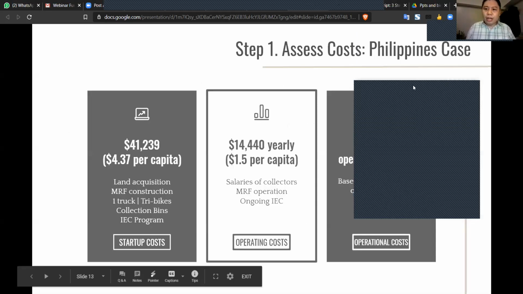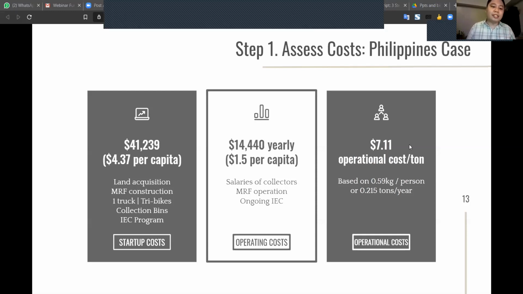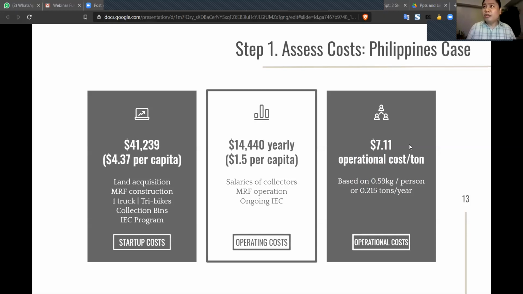And just to show you some numbers from this case. So as I've mentioned earlier, in step one, it's important to look at the cost that's involved in this zero waste system. We're looking at startup and operating costs. For startup, the city spent about 41,000 US dollars. They used it for land acquisition, for MRF construction, to buy trucks, or in a lot of cases, you don't have to actually purchase big trucks. If you're using a decentralized system, then you can maybe work on smaller vehicles like push carts and tri-bikes, depending on the available resources.